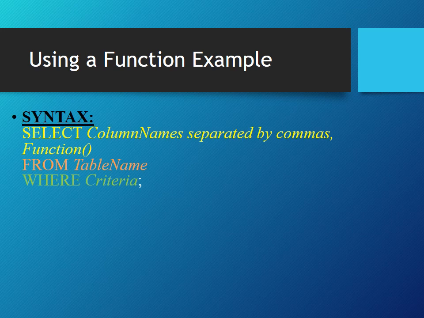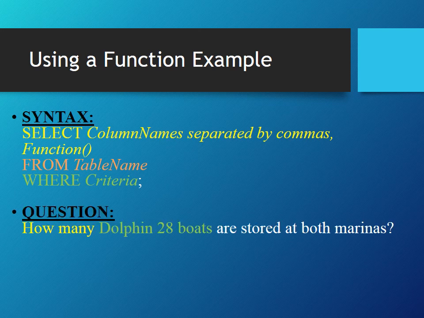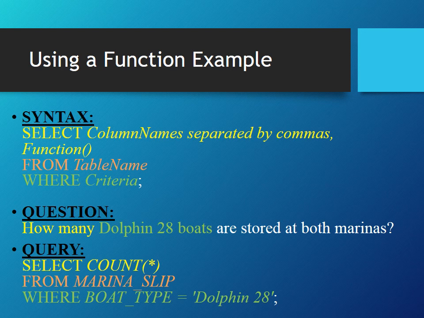Here's our syntax. Select column name separated by commas, and then your function, and then any parameters for your function or what items you're looking for, and then from table name, and then where and any criteria you have. So now let's look at a question. How many Dolphin 28 boats are stored at both marinas? Hint here, you're looking for a count. Let's see if you can do this one on your own. Okay, here's the response. Select count, and an asterisk means every row, from marina slip where boat type equals Dolphin 28.